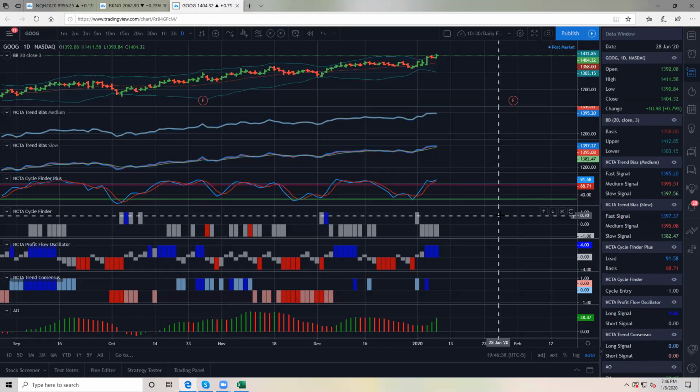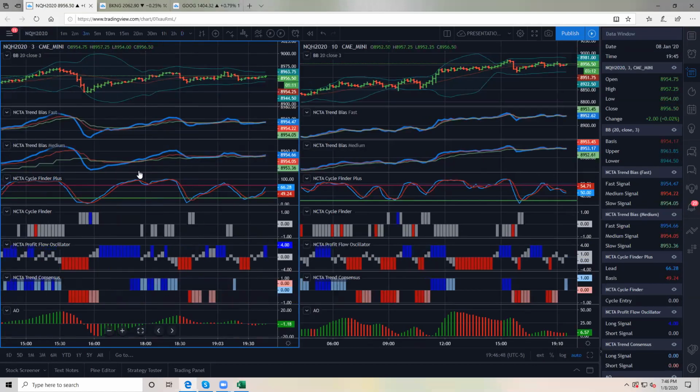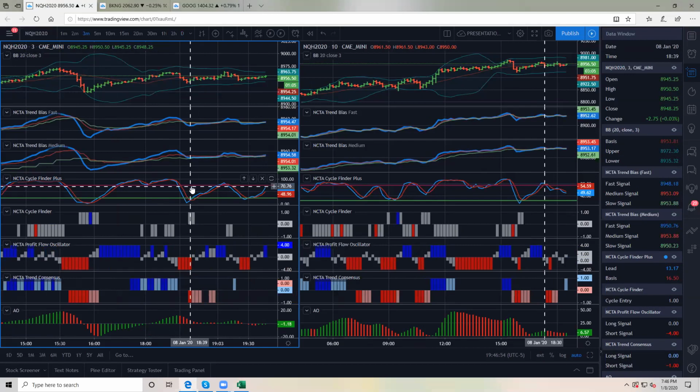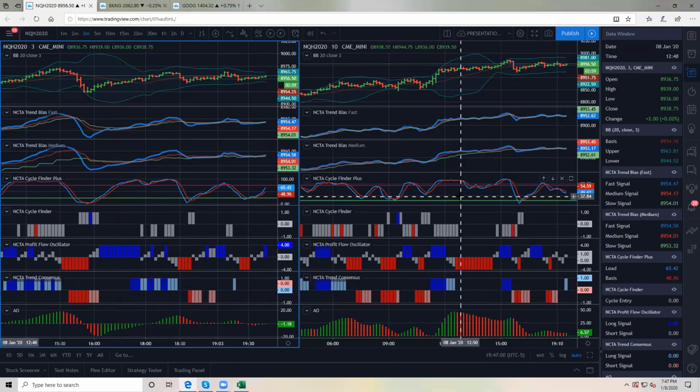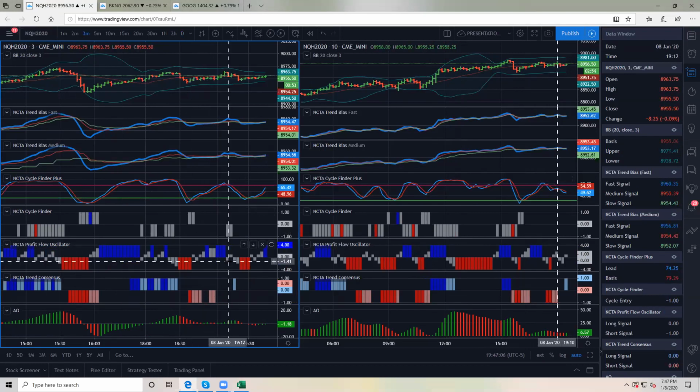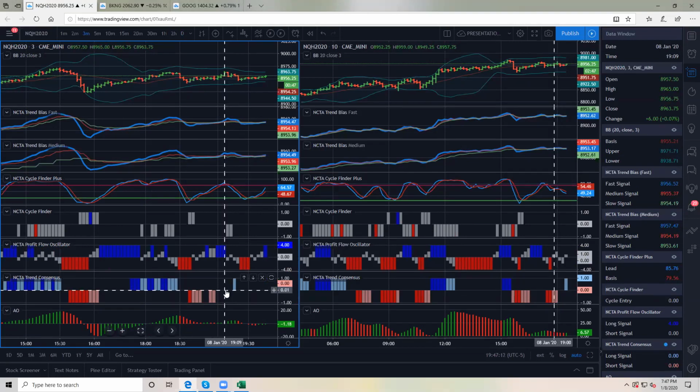Mark, James is asking, what is the second most important indicator and maybe the third? Well, we're going to talk about how to interpret the sequence, but there's a method, James, where we're going to use the Cycle Finder Plus, and we're going to look at a 3-minute chart for futures trading, and we're going to look for alignment with a 10-minute chart. When there is no alignment with a 10-minute chart, we're looking for alignment with the profit flow oscillator and or trend consensus. We have A entries, B method entries, C method entries, and supercycle method entries.